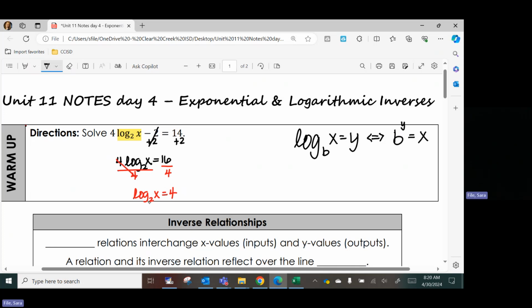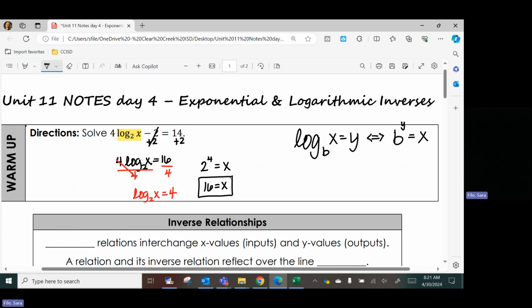All right, so our base is 2. So I'm going to rewrite this as a 2. And then my exponent would be the 4. And it would be equal to x. So now I've solved for x. I've isolated the x. I just need to simplify. What is this actually equal? What is 2 to the 4th power? 2 times 2 times 2 times 2. 16. Thank you.